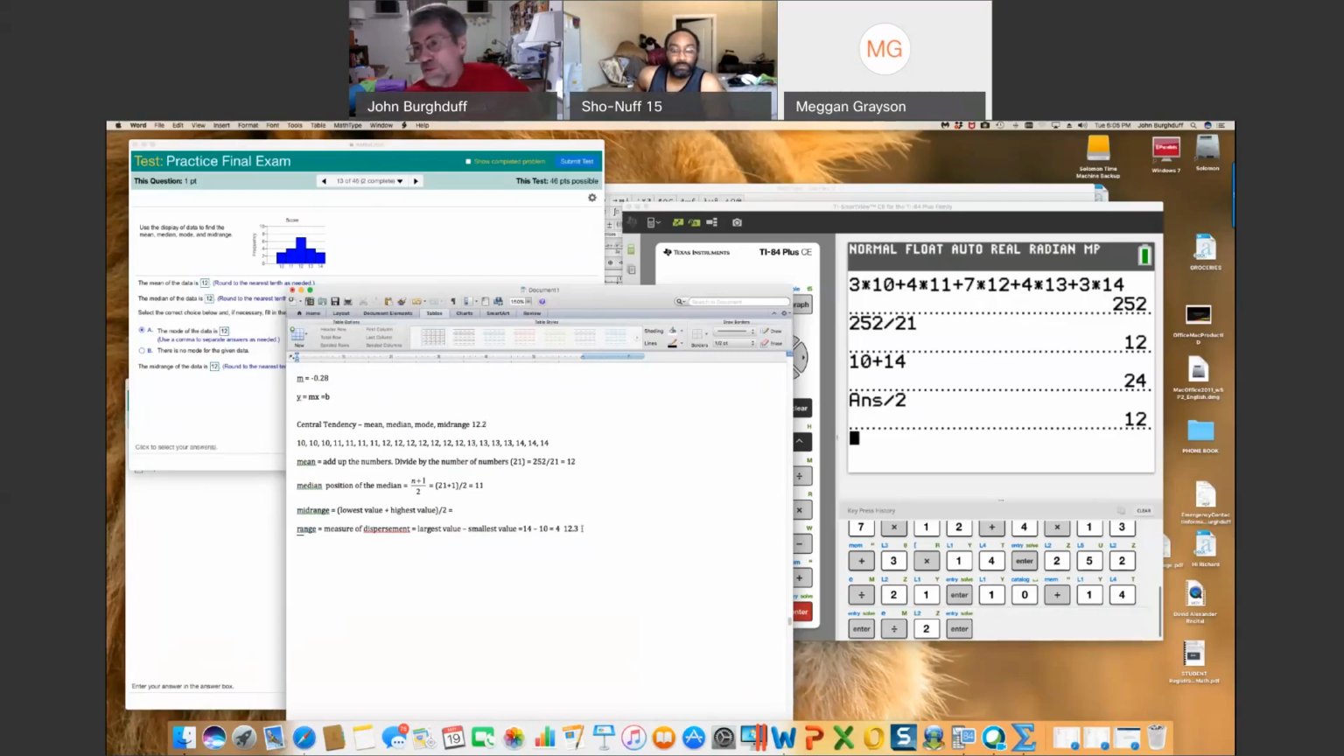Section 12.3 was super short. That's all we talked about. Just what is the range? And that's how you do it. Just take the biggest number minus the smallest number. It's really easy. Free points.